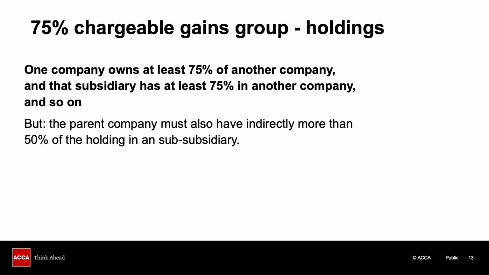Now we're going to look at 75% chargeable gains groups. Let's begin then by considering how to spot a 75% chargeable gains group. We're looking for one company owning at least 75% of another company, and that subsidiary has at least 75% in another company, and so on. But the parent company must also have indirectly more than 50% of the holding in a sub-subsidiary.